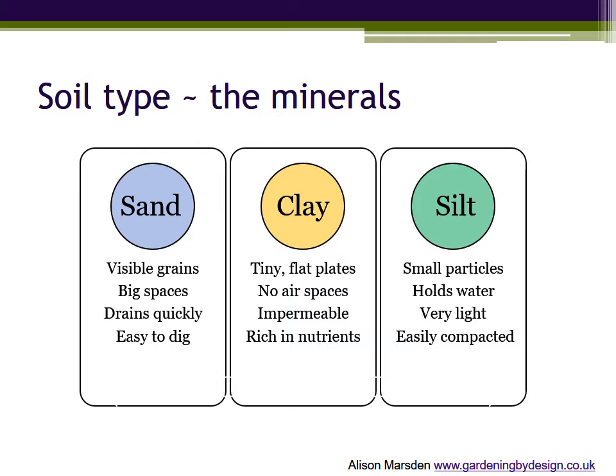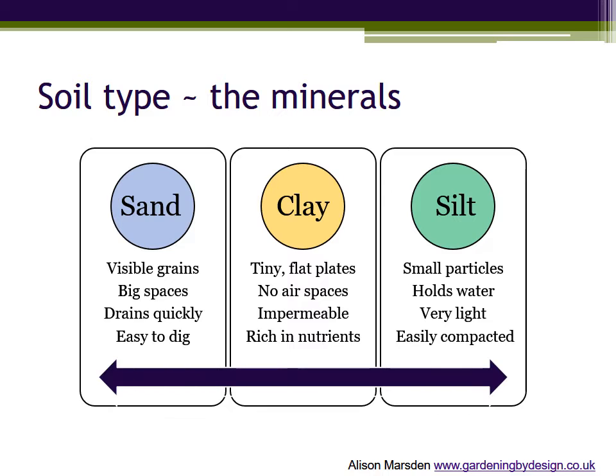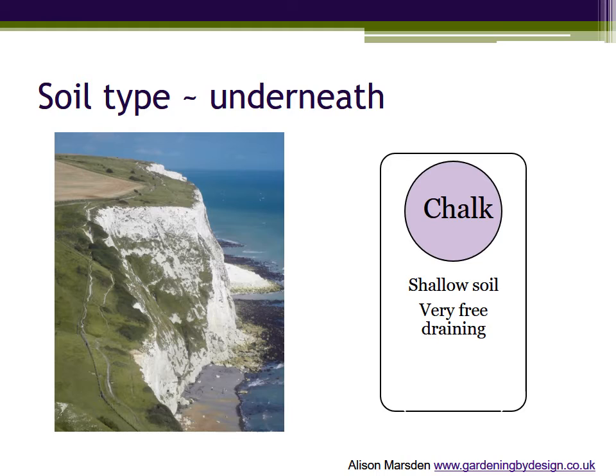Silt has small, smooth particles, not as tiny as clay, so the soil holds water well without waterlogging, but it is easily compacted and very quick to dry out in summer. So I'm sure you can see that the ideal is a balance of all three. Water and nutrients are held in the soil, but you avoid waterlogging, and there are plenty of air spaces to supply oxygen. So that's it for the primary mineral sources of the soil.